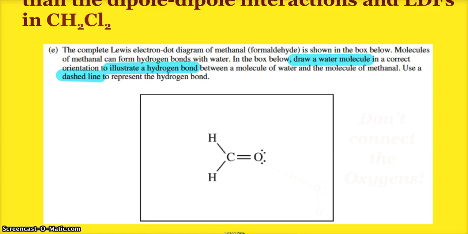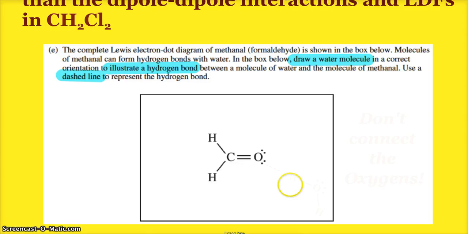And now the last part here, the complete Lewis electron dot diagram of methanol, formaldehyde, is shown in the box below. Molecules of methanol can form hydrogen bonds with water. Draw a water molecule in a correct orientation to illustrate a hydrogen bond between a molecule of water and the molecule of methanol. Use a dashed line to represent the hydrogen bond. Give them what they want. One water molecule, correct orientation, dashed line for the hydrogen bond.